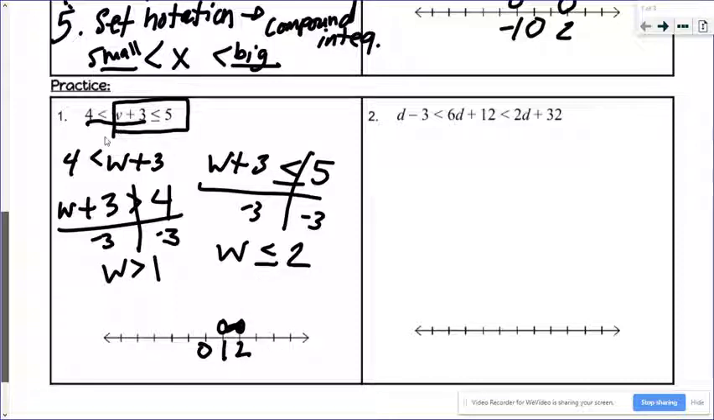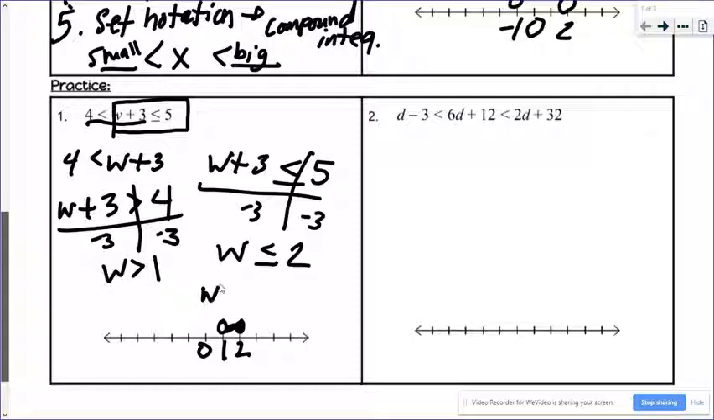If you wanted to, you could check yourself. So let's say we pick 2 because 2 counts. So if I put 2 here, that means this would be 5. So that means that 4 is less than 5. Well, that's true because 4 is smaller than 5. Or 5 is less than or equal to 5. That's true because it's 5. So that means that both of these situations are true if I use one of the numbers that fits on my graph. Now we got to do our compound inequality.